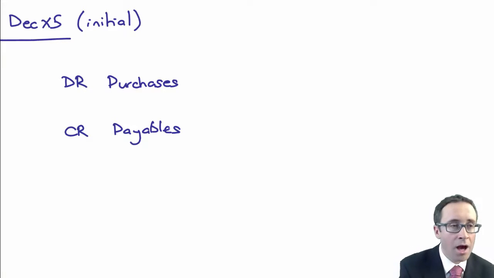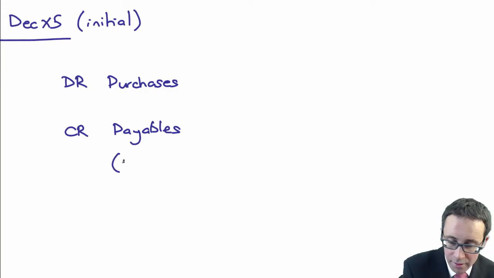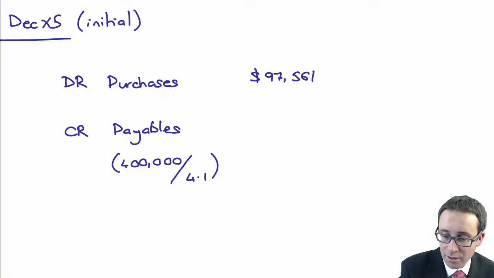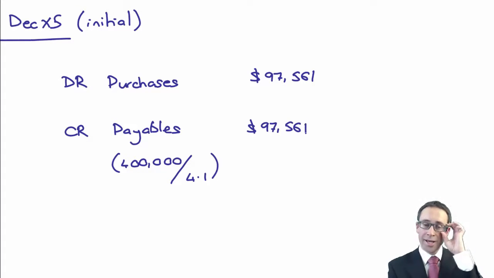Okay. The amount of money that we had, was it these 400,000 dinars? It's 4.1 dinars to the dollar. So I think that works out, is it 97561? There we go. So that's your initial recognition. Debit purchases, increasing the expense. Crediting payables, increasing your liability, isn't it?